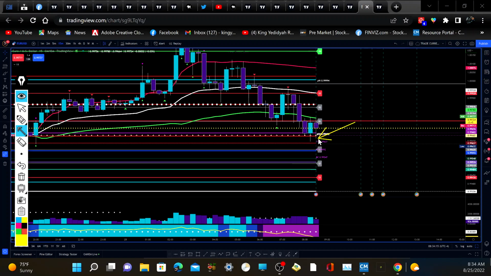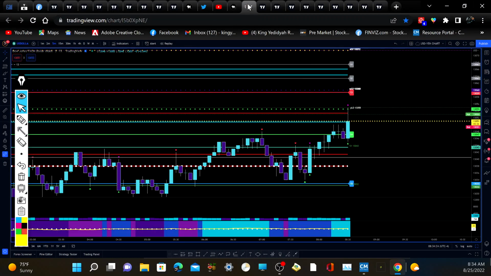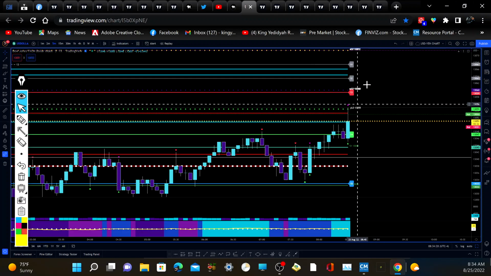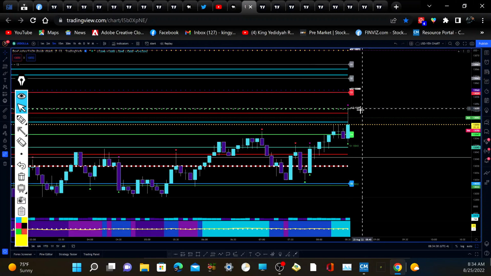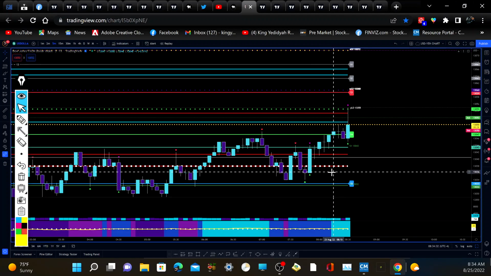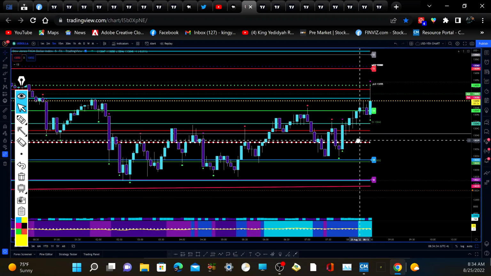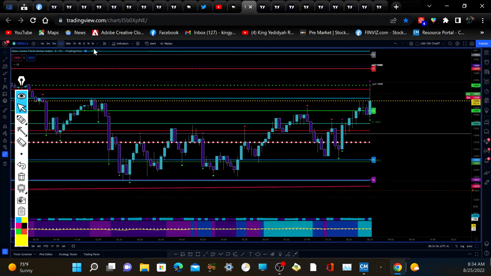We're getting some wick rejection, so maybe the US dollar is selling off. Let's go over to the US dollar chart. So the US dollar is pulling back a little bit. We got that top wick right there from yesterday's low. Still pulling back into value. Let me go to the 15-minute chart.